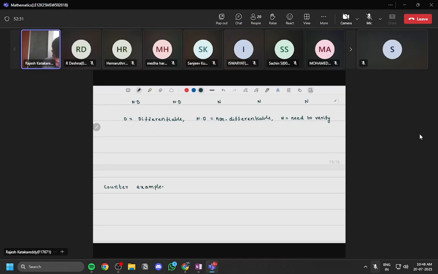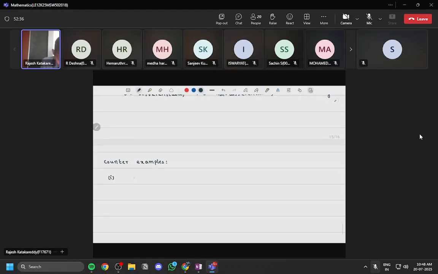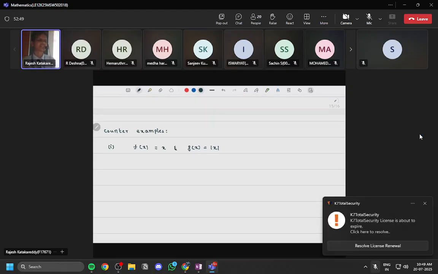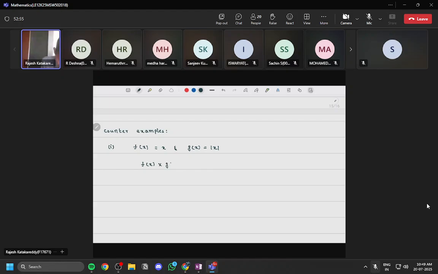In counter example number one, we are taking f of x equals x, g of x equals mod x. Clearly see, x is differentiable at 0, mod x is non-differentiable at 0. The product f of x into g of x will be x into mod x. If you break this one, you have minus x square when x is less than 0, and x square when x is greater than or equal to 0.